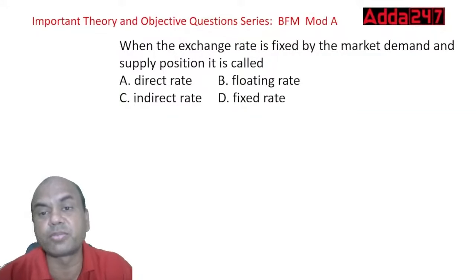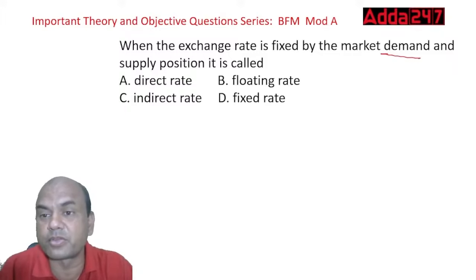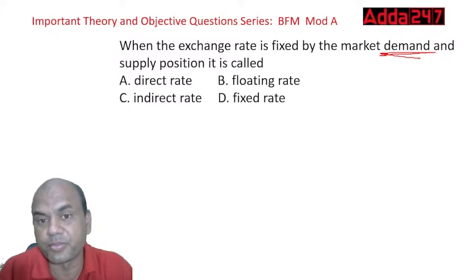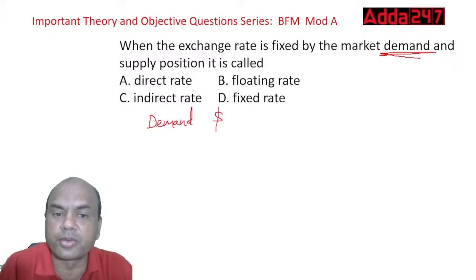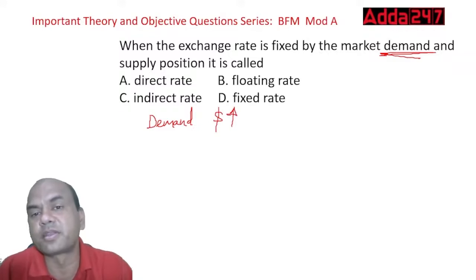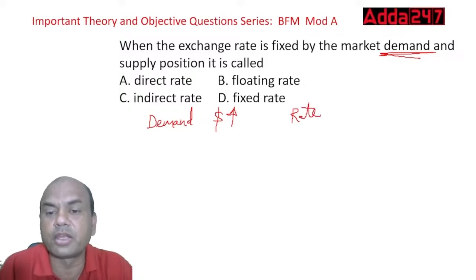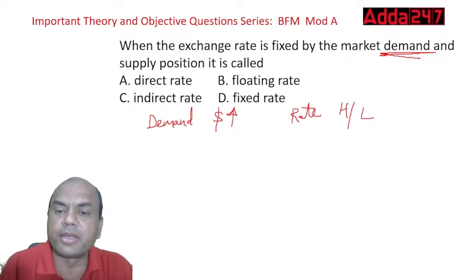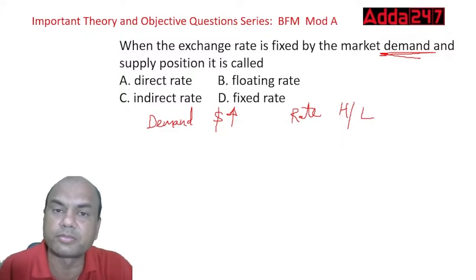When the exchange rate is fixed by the market demand and supply position, it means if your demand is high, your rate goes high. If your supply is high, your rate goes low. Do you know this concept? Suppose the demand for dollar goes up. If it goes up, then what happens? The rate for dollar will be high or low? Just type H or L. If the demand for dollar is high, will the rate for dollar be high or low?